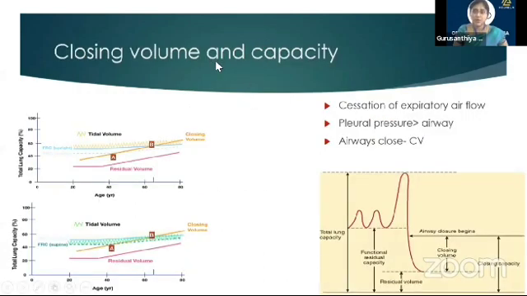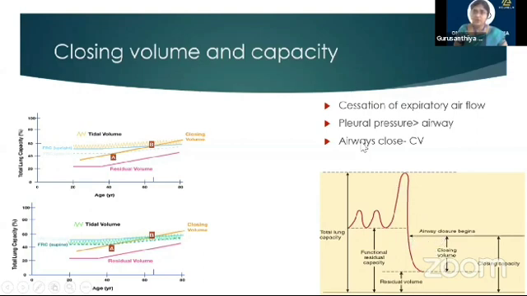Coming to closing volume and closing capacity, though it doesn't come under our topic proper, it is important to discuss here. Closing volume is the volume at which the airways close. As you can see in the graph, this is the tidal volume, this is the inspiratory reserve volume, this is the expiratory reserve volume, and this is the residual volume which remains in the lungs. Then this is the place where airway closure begins.